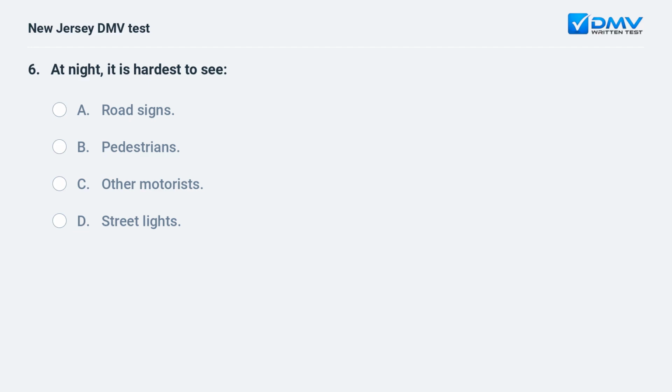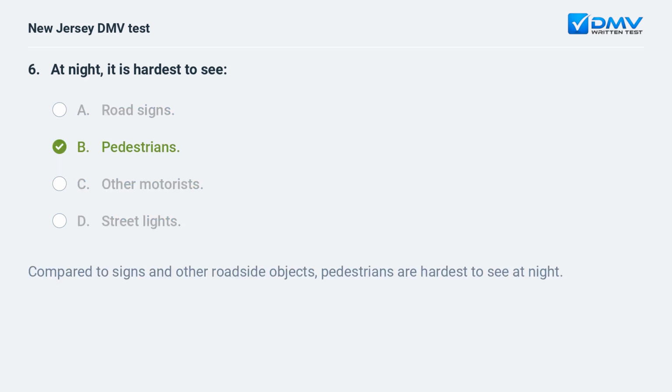At night, it is hardest to see A. Road signs. B. Pedestrians. C. Other motorists. D. Street lights. B. Pedestrians. Compared to signs and other roadside objects, pedestrians are hardest to see at night.